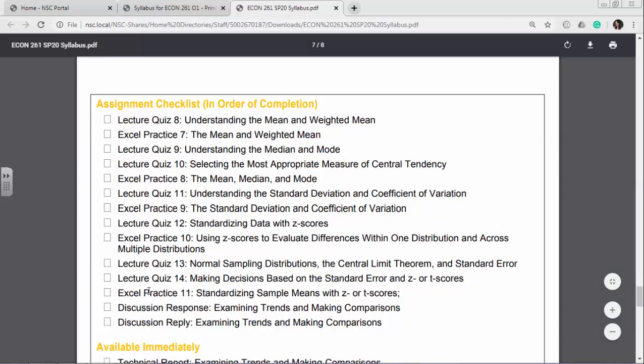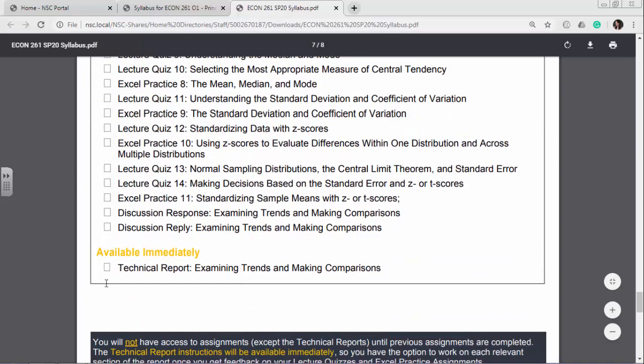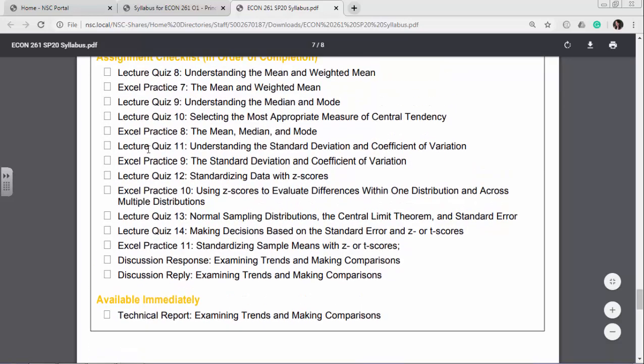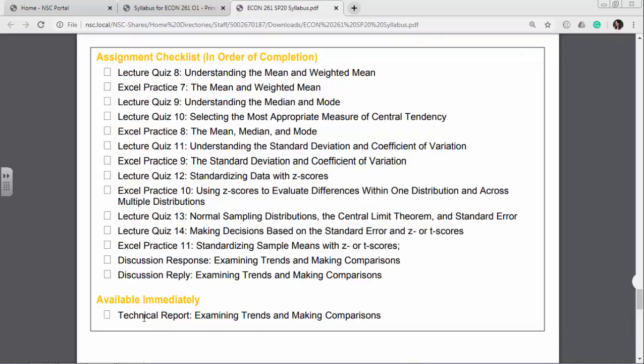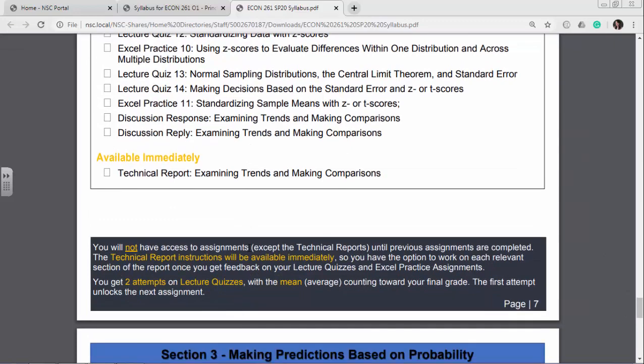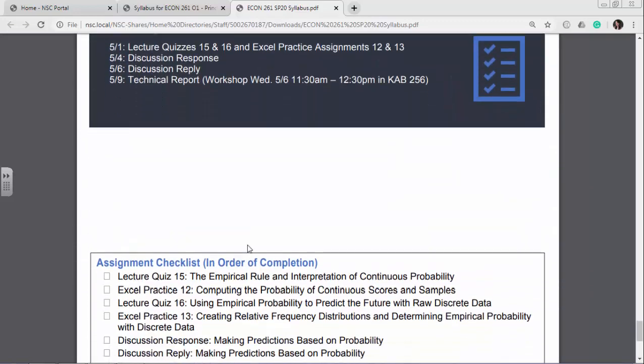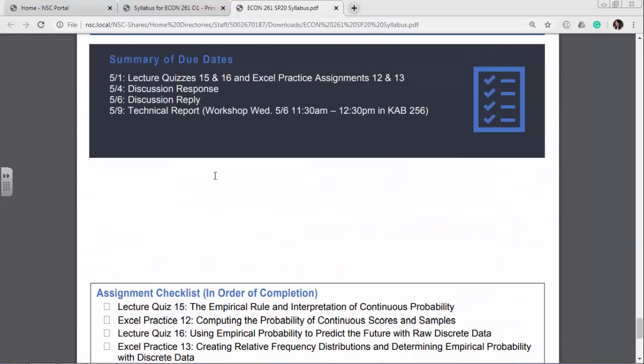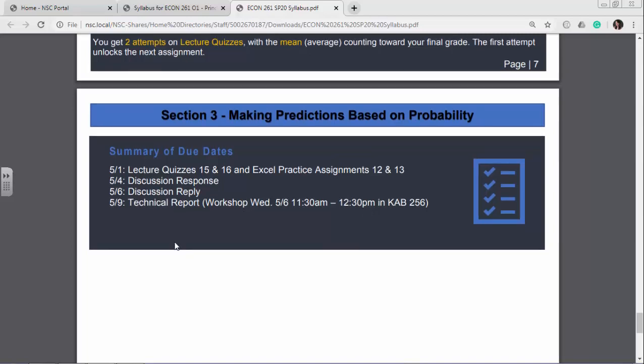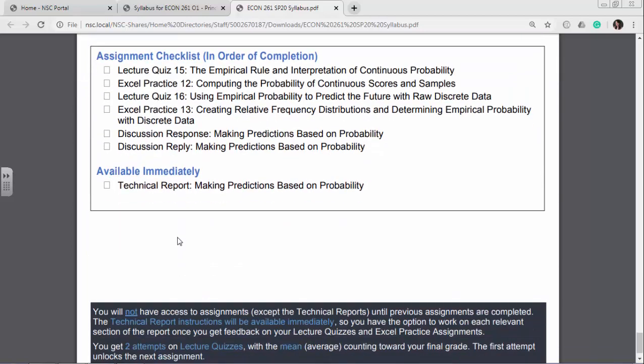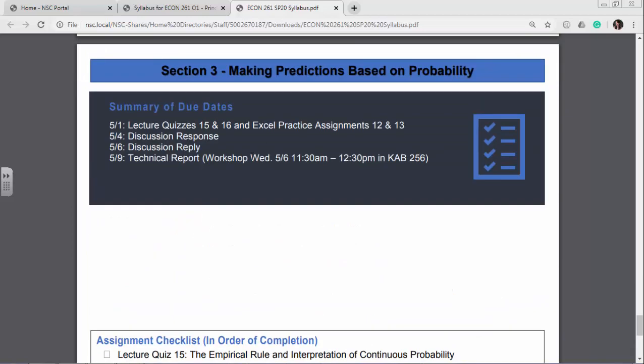Then here's your checklist in order of completion for that one. Keep in mind that your technical reports are available immediately, so that way if you get behind here, it's not going to prevent you from doing your technical report. And you're also welcome to start the technical report early and kind of chip away at it as you work through the other assignments. And then section 3 is kind of a nice chill section. There's only a couple of assignments, and then we'll be wrapping it up for the semester. Again, make sure you note when this workshop is so that hopefully you can plan ahead and attend.